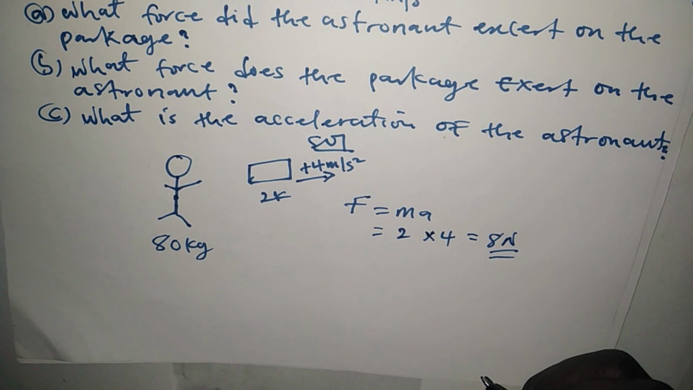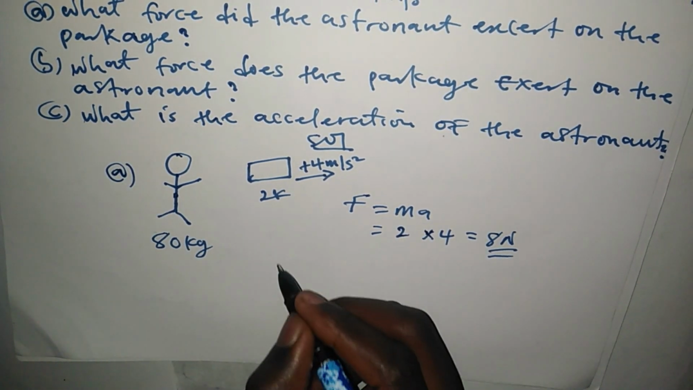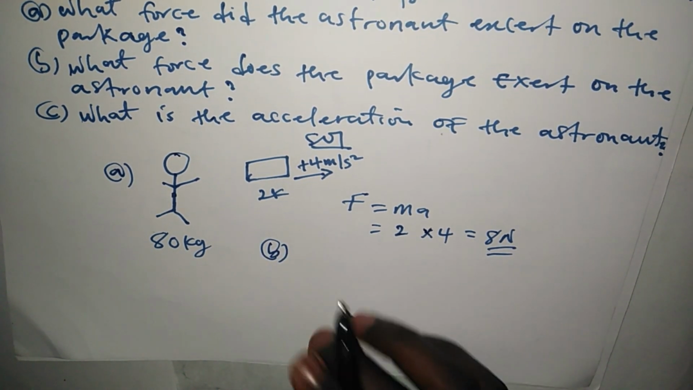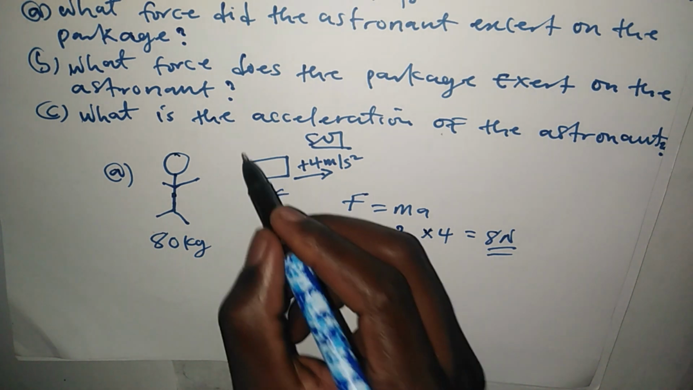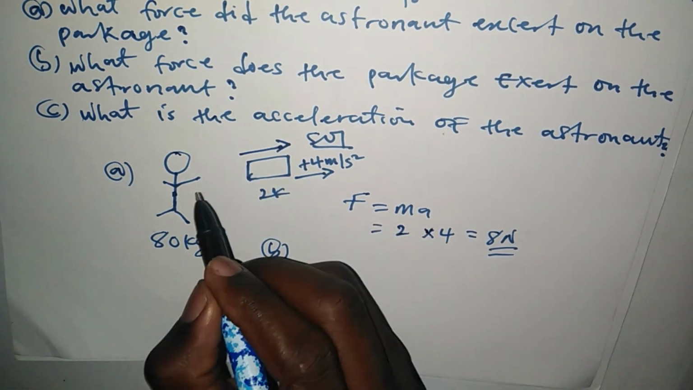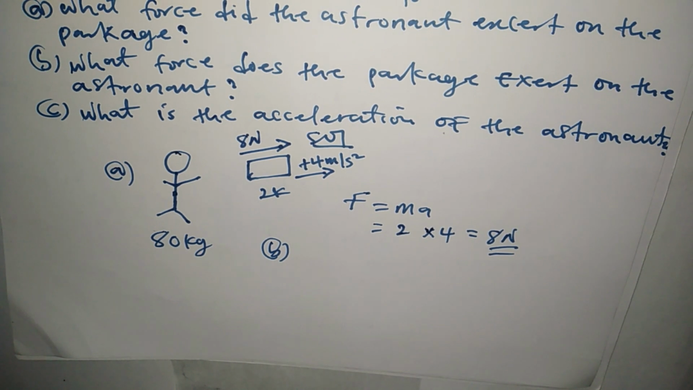So let's put B here now. For B, we're looking for the force the package exerts on the astronaut. Right? So let's still use our diagram here. In this case, we know that the astronaut exerted 8 newtons. Sorry, not 8 kg. The force is 8 newtons on the package.